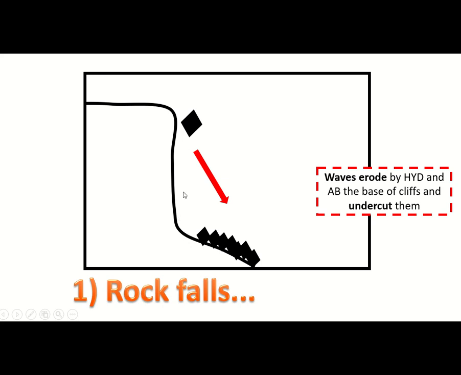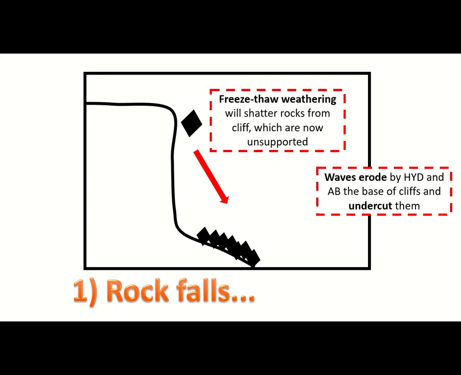So now you've created basically a platform for gravity to work its magic. Waves erode at the base of a cliff to make it steep, and then biological or physical weathering, so freeze-thaw physical weathering, can shatter and break down material in the face of the cliff, at the top of the cliff. But because it's unsupported, because essentially the cliff's been eroded at the bottom, there's nowhere for it to go but follow the physical force of gravity.